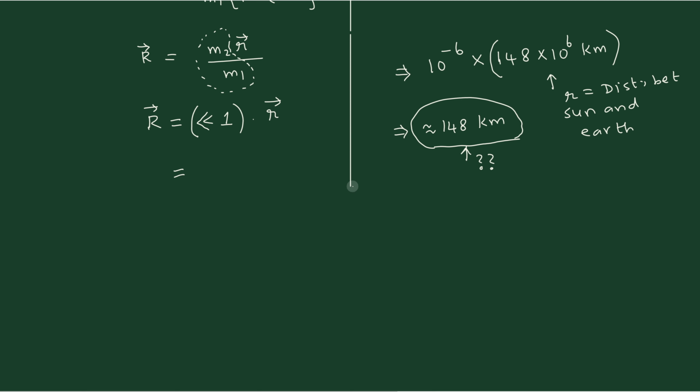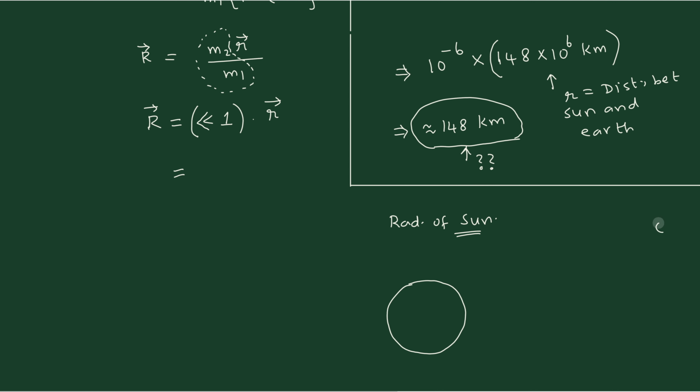So for that purpose, you'll have to compare this 148 with the radius of the sun. Why do you want to compare with the radius of the sun? That question comes. The answer will come. Capital R represents the center of mass of the system, which means that if this is the sun, for example, and this is the earth, for example, and from the center of the sun you draw a line like that, that is representing the R. So this distance is exactly 148 million kilometer.